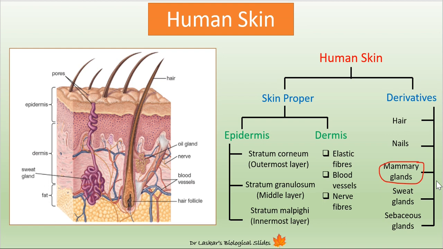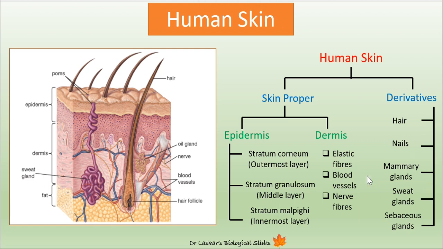Now the activity of the mammary glands is mainly related to reproductive hormones like prolactin, and it is also stimulated and influenced during pregnancy. The milk secreted from the mammary glands is highly nutritious, and it is very important for the growing newborn baby. So this is about the mammary gland.